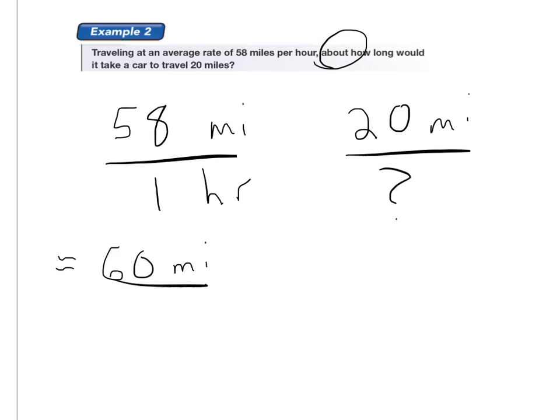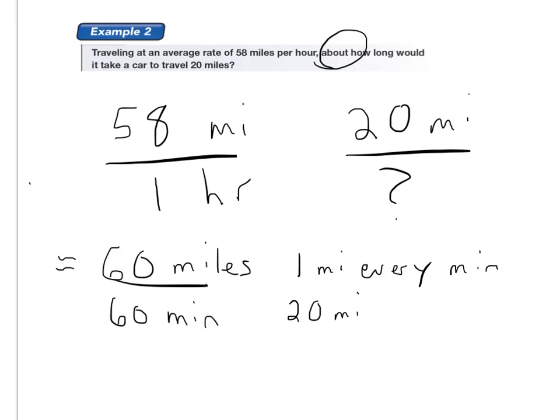Okay, well, I know 1 hour is 60 minutes. Okay, so this is traveling about 60 miles every 60 minutes. Well, that's good news to know, because that means it's about 1 mile every minute. About. Okay, well, if it's 1 mile every minute, and I want to know how long it's going to take to travel 20 miles, that means it's going to take about 20 minutes.